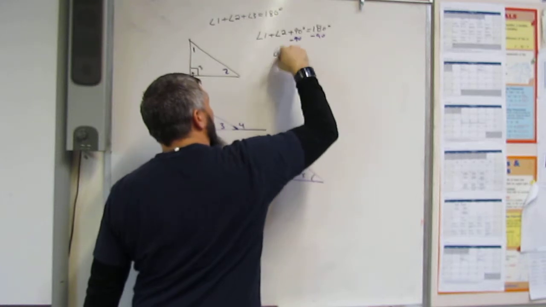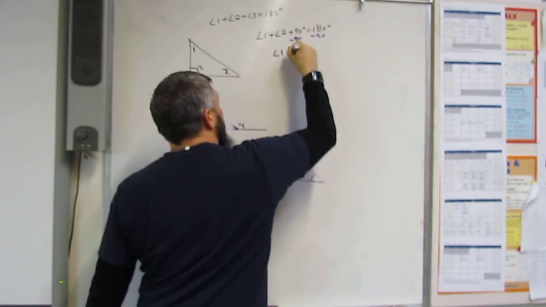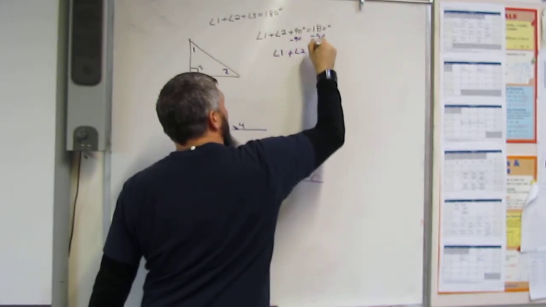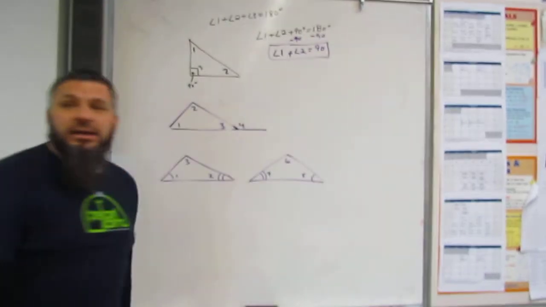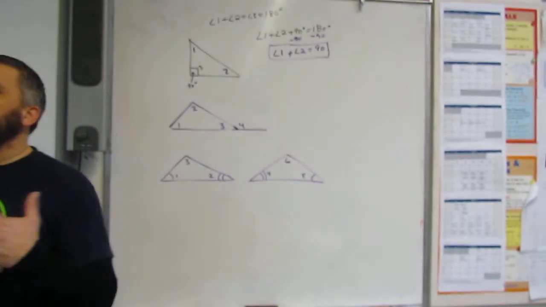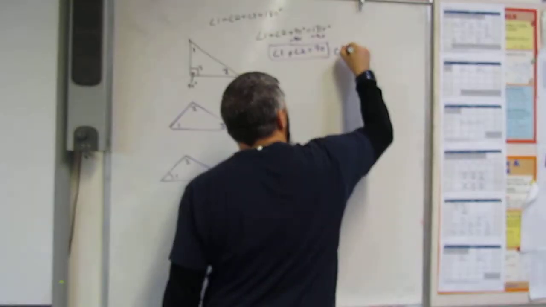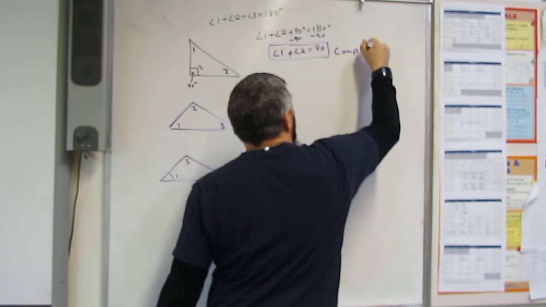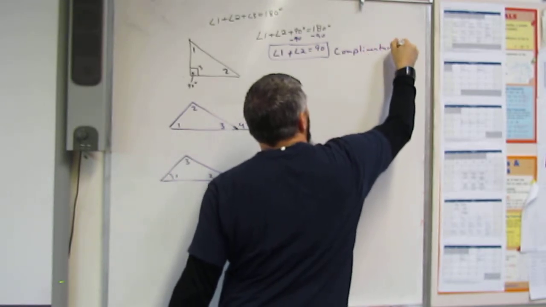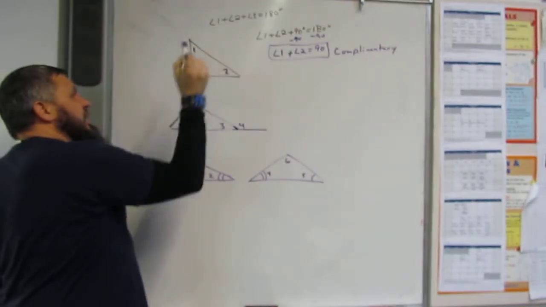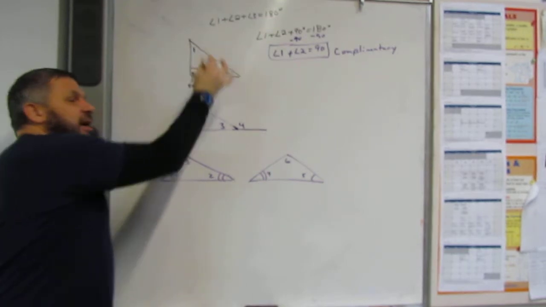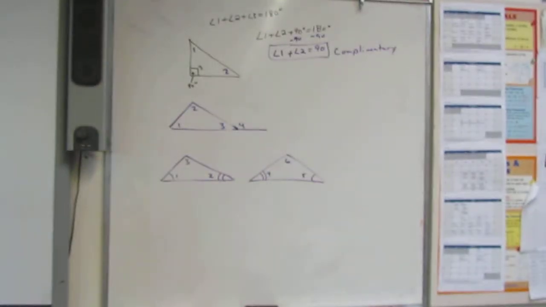Angle 1 plus angle 2 would also be 90. So they're what we call complementary. Okay? Does that make sense? Since they're all 180 and this one's 90, then these two have to be 90, because 90 and 90 is 180, right?